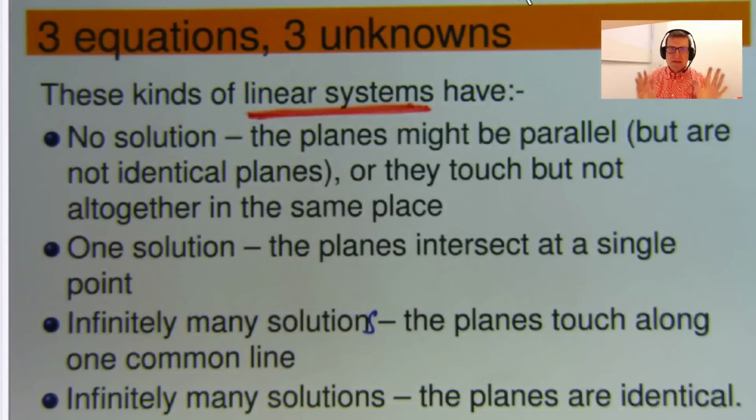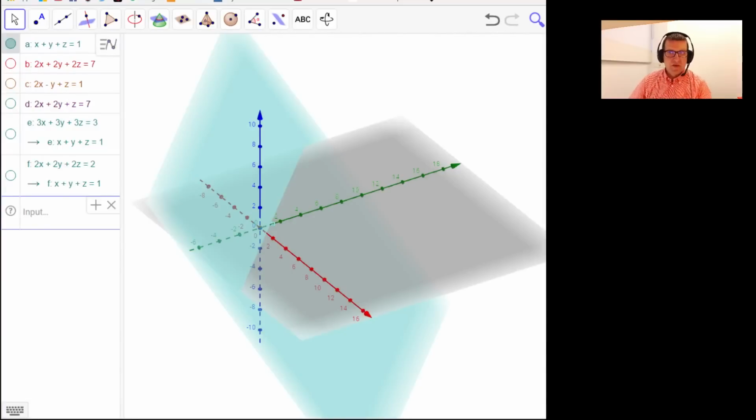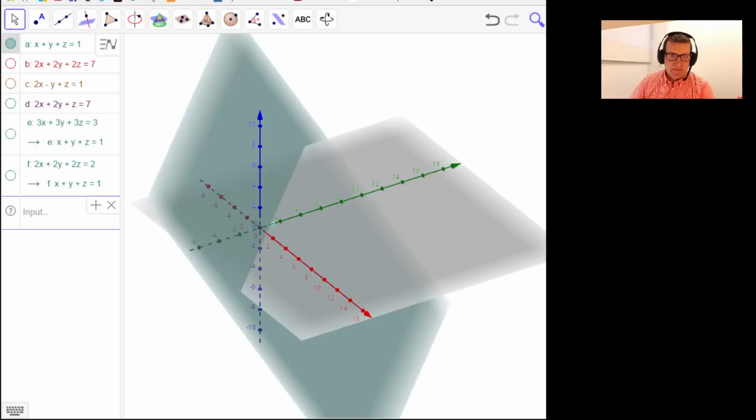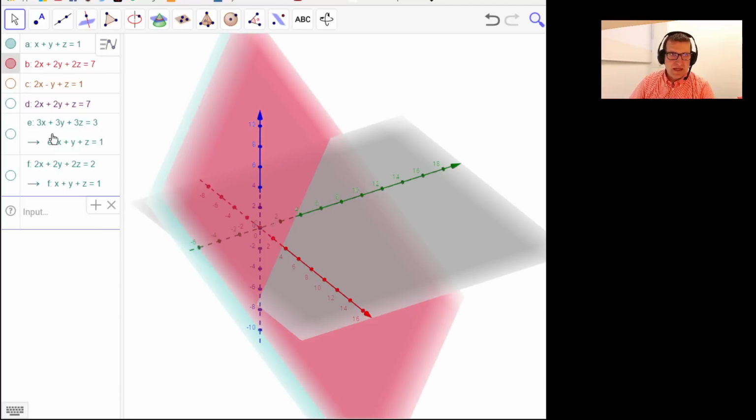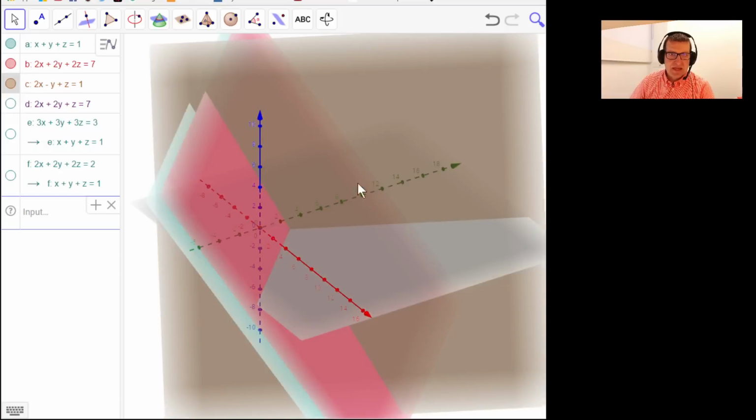Now, let me bring in some visuals and show you how it works. So first of all, let's talk about no solution first. Let me see if I can bring this in. Okay, so here, the gray area is the XY plane. The blue axis is the Z axis. So here I've plotted X plus Y plus Z equals 1. Let's bring in another plane and another plane.